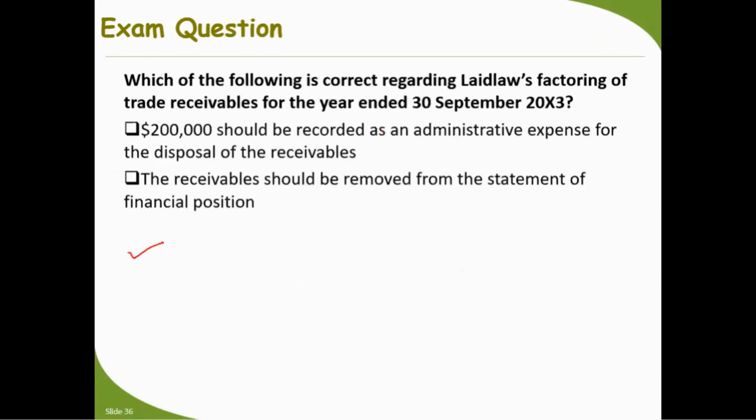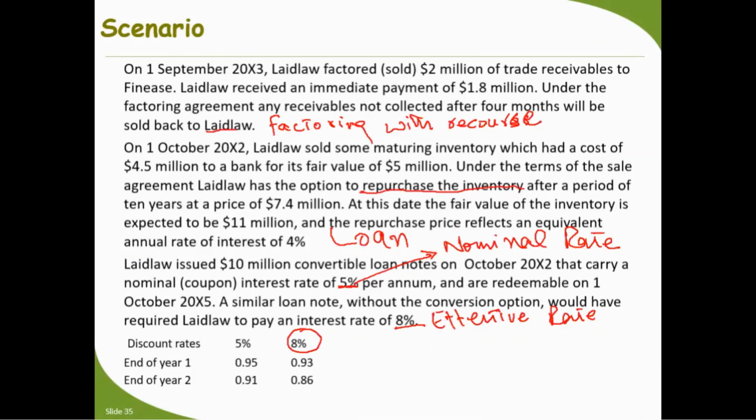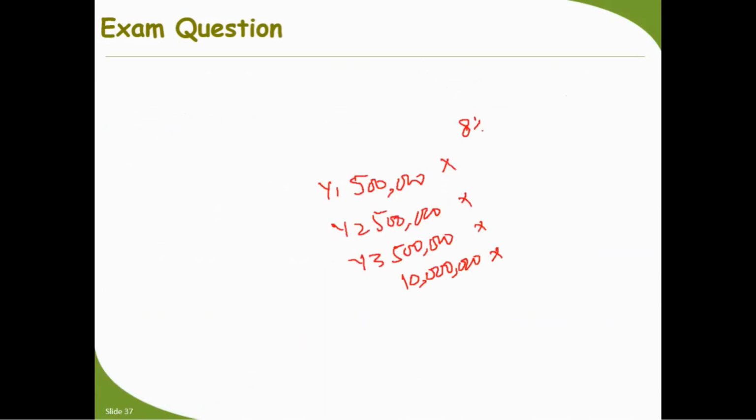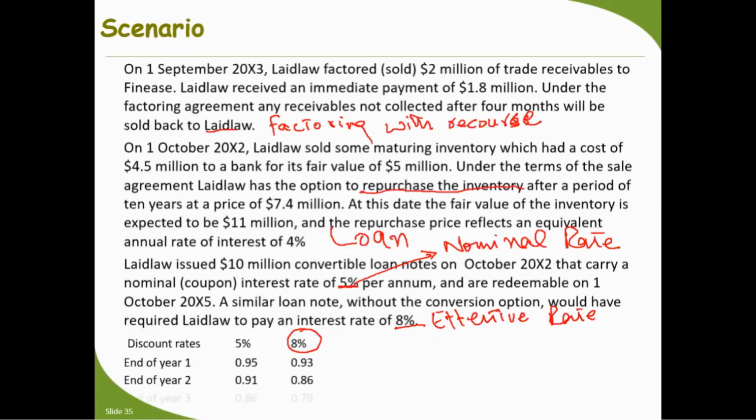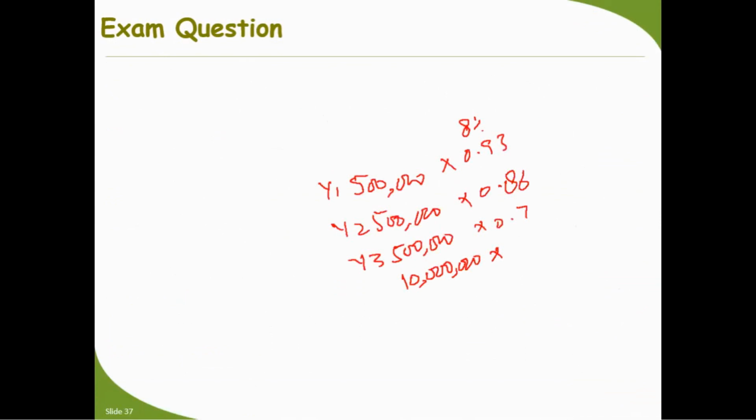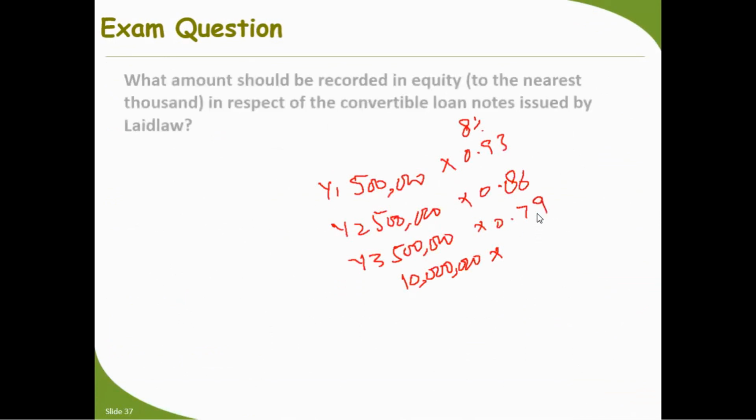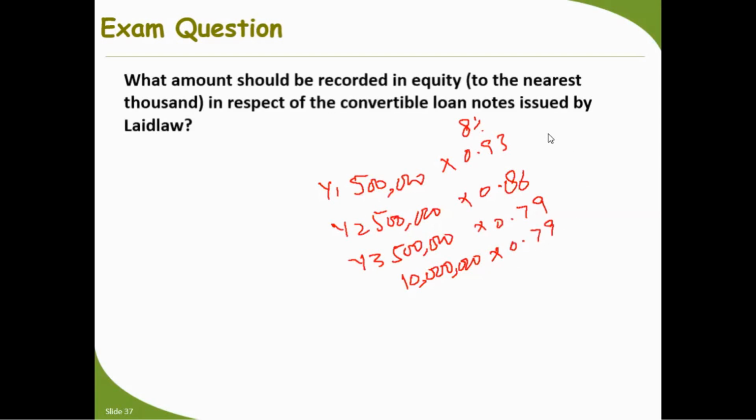So let's check the discount factors: 0.93, 0.86 and 0.79. Let's check again. 0.93, 0.86, 0.79, and again for year 3 it is 0.79. Now 500,000 times 0.93 is 465,000.